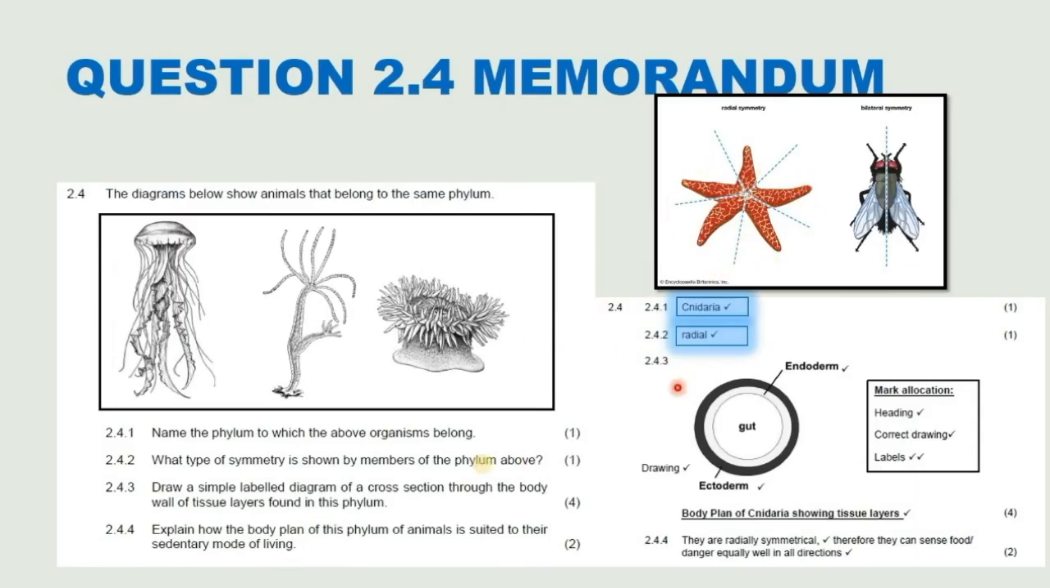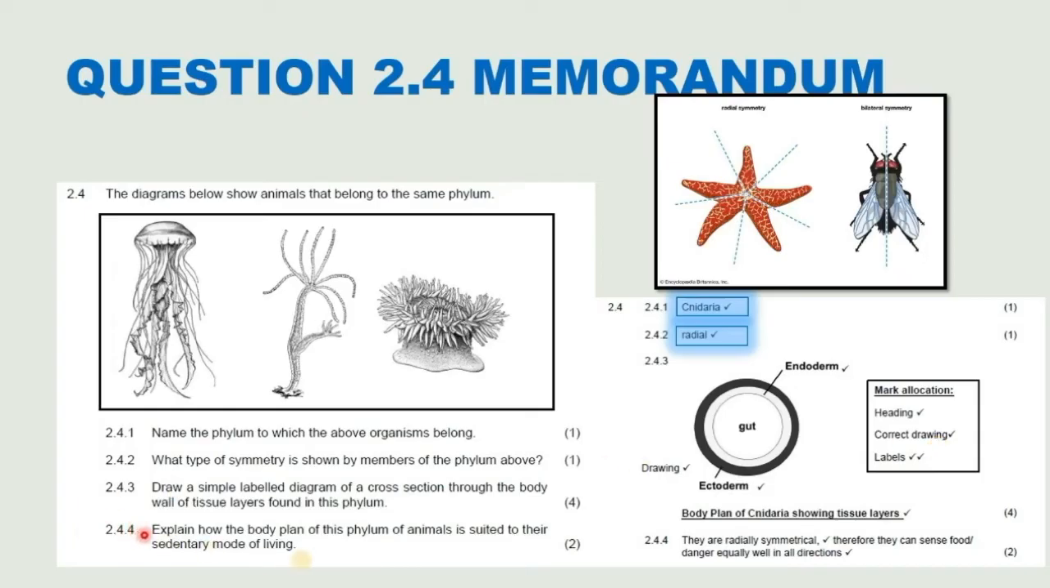Then question 2.4.3, you had to draw a simple labelled diagram. Please remember that they want labels. I have seen quite a lot of learners just draw the diagram, forgetting the heading and completely forgetting the labels. And you need to draw the tissue layers. This is a diploblastic animal, so we have our gut, the ectoderm and the endoderm. You get 1 mark for the heading, the body plan of Cnidaria showing the tissue layers, then 1 mark for the correct drawing, and then 2 marks for the labels.